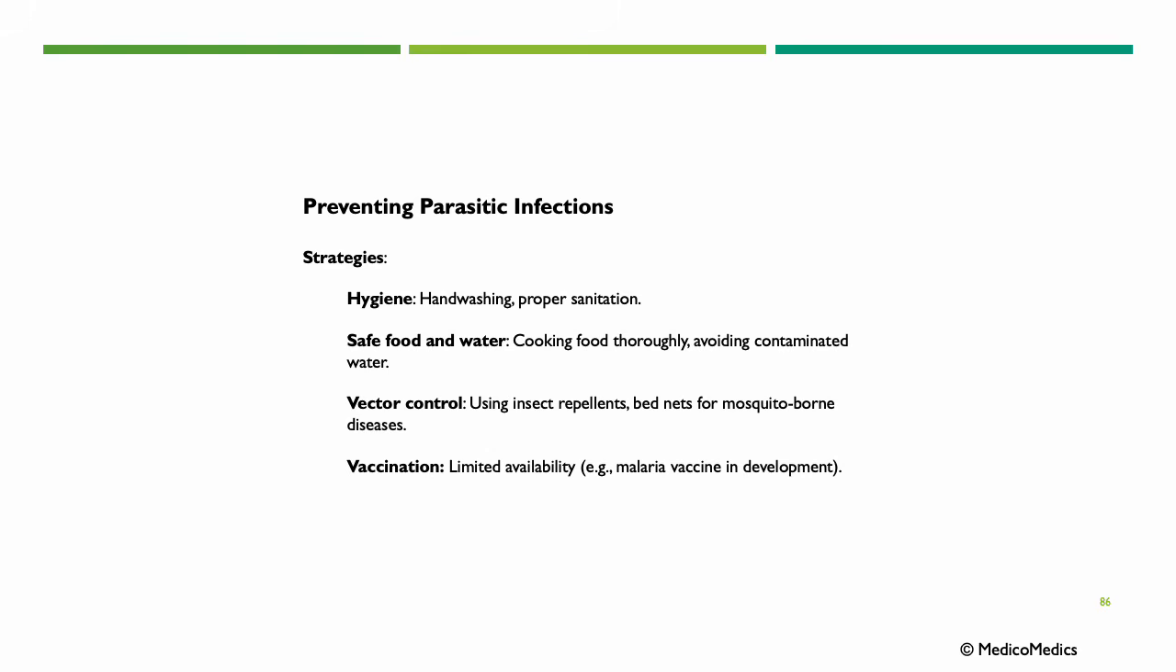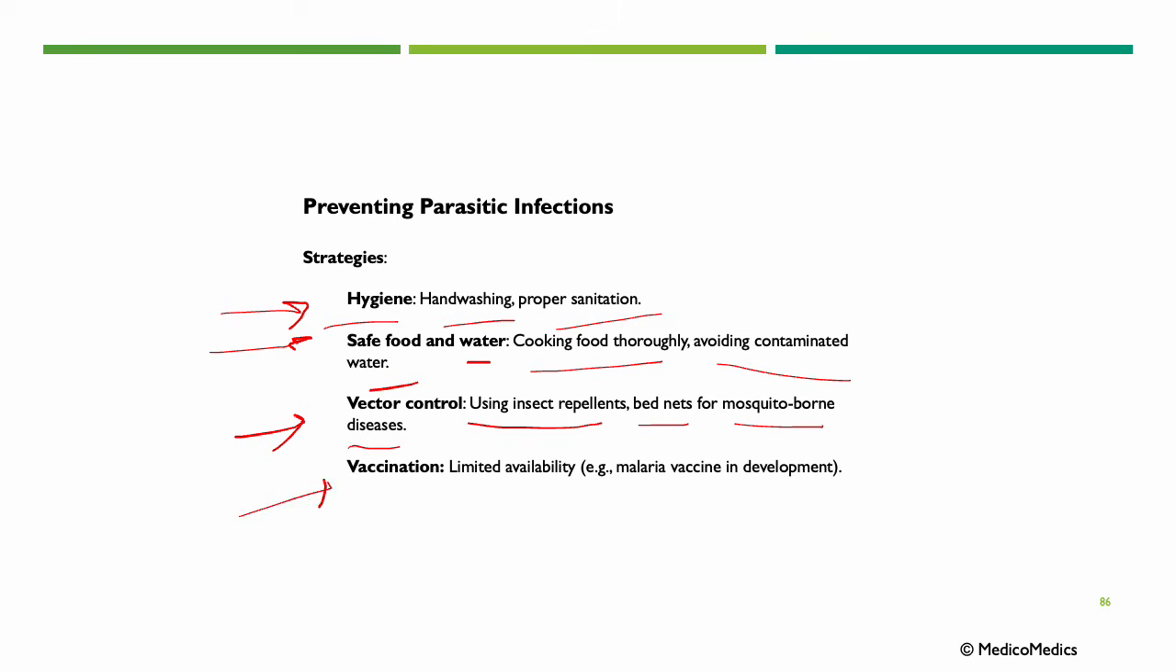Then some ways to prevent parasitic infections include, for example, hygiene, so hand washing and proper sanitation, safe food and water, cooking food thoroughly, avoiding contaminated water, vector control, so using insect repellents or bed nets for mosquito-borne diseases, vaccination. However, it is limited in availability, but malaria vaccines are, for example, in development.